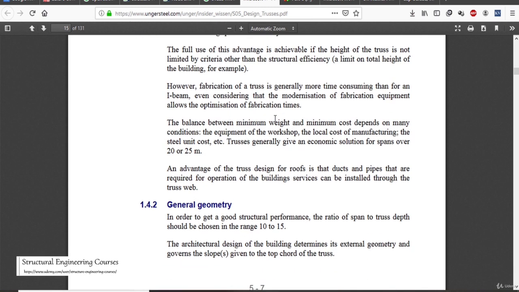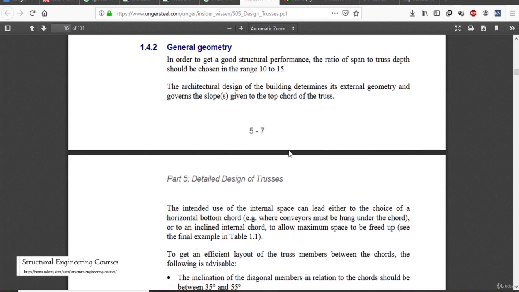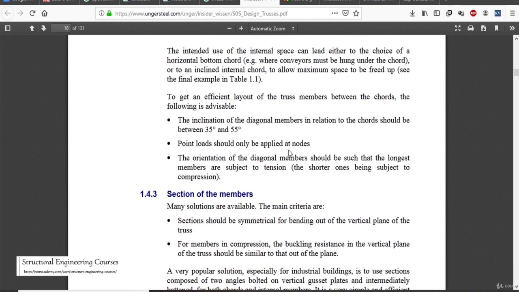So balance between the minimum weight and minimum cost depends on many conditions, that is equipment of the workshop, local cost of manufacturing, steel unit cost, etc. So truss generally gives an economic solution for spans over 20 or 25 meters. After that we can go for these general geometries.